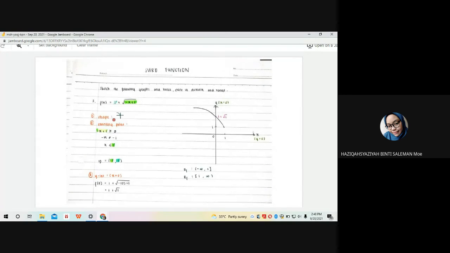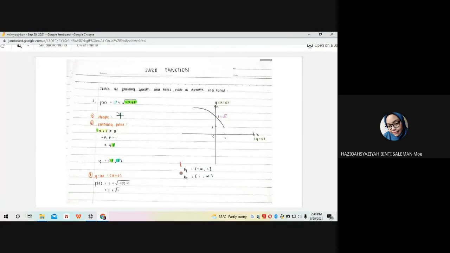And then you already get the shape, already get the starting point. Just plot the starting point and then lakar your graph like this. And here you see there's a y-intercept over here. So how to determine the y-intercept? We make x equals 0. Like last week, Miss said that kalau x-axis, dia punya y equals 0. So kalau y-axis, kita punya x equals 0. Then simply ganti x equals 0 dengan kita punya equation and then you will get 1 plus square root of 1. So your intercept here is going to be 1 plus square root of 1.